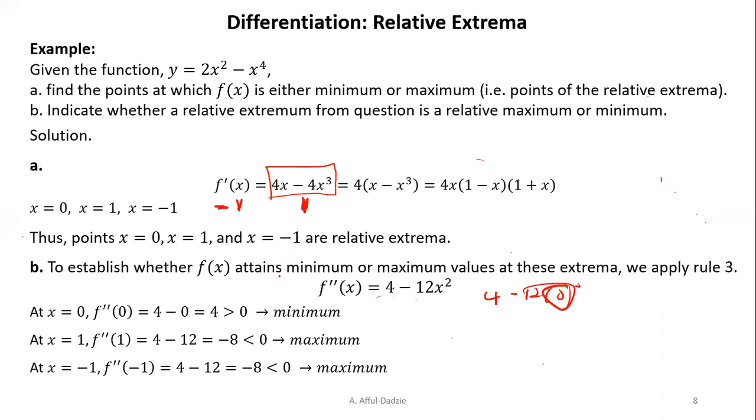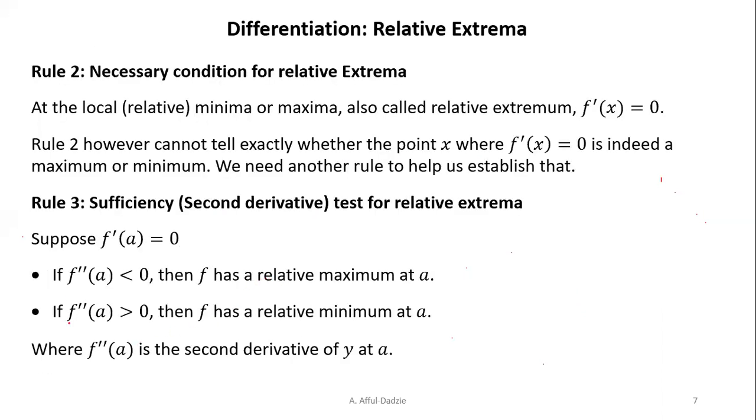Now, you remember the rule. The rule says that if f double prime of a is greater than 0, then we have a minimum at a. If it is less than 0, then we have a maximum at a.